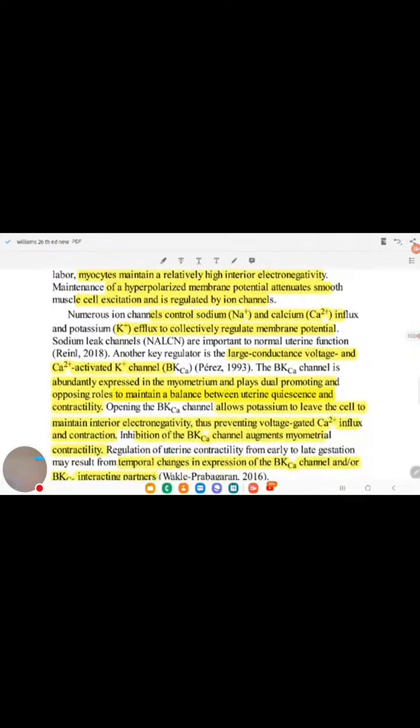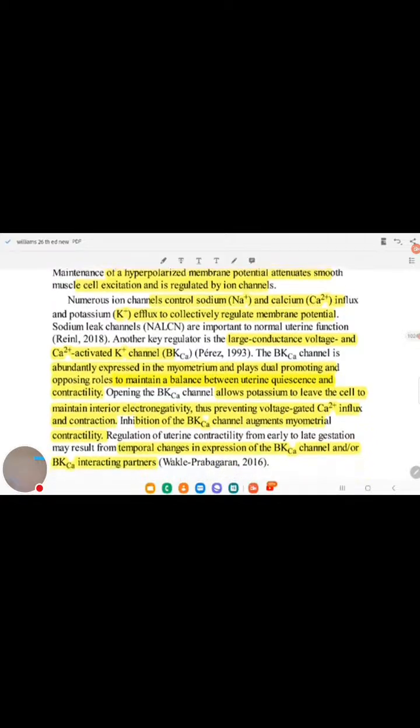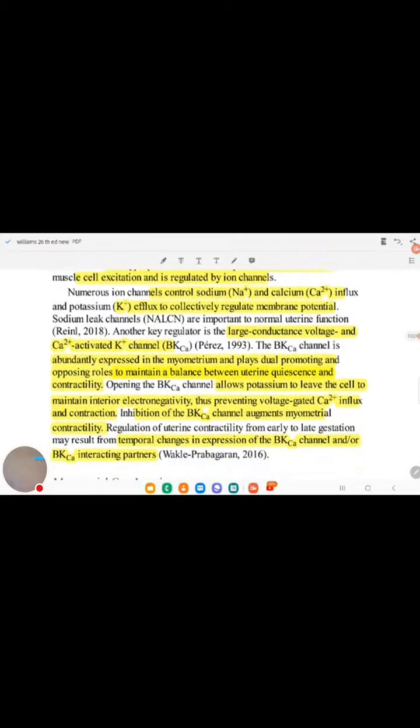Okay, there are numerous ion gated channels like sodium channel, calcium channel, potassium channel, and the large conductance voltage and calcium activated potassium channel. This BKCa channel is abundantly expressed in the myometrium. It plays a dual promoting and opposing role in maintaining the balance between uterine quiescence and contractility. If you open the BKCa channel, that will allow the potassium to leave the cell to maintain interior electronegativity.